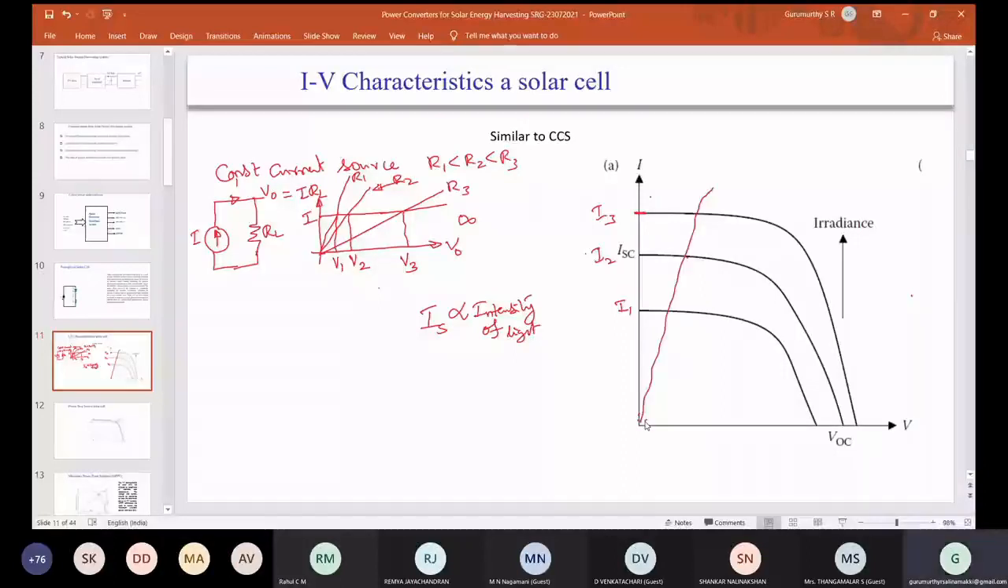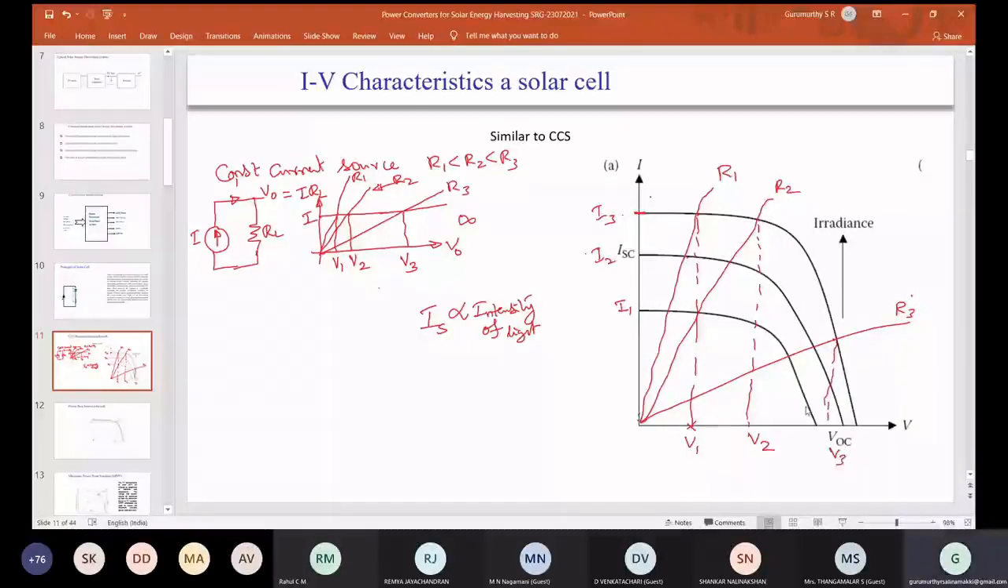Now I am writing R1, R2, and R3, similar to whatever I have explained earlier. Let us take the light intensity I3. You have connected a resistor R1. The voltage drop across the cell is V1. Now increase the resistance value to R2, then the voltage induced will be V2. Now increase the resistor to R3, so the voltage induced will be V3. Like this, the voltage increases.